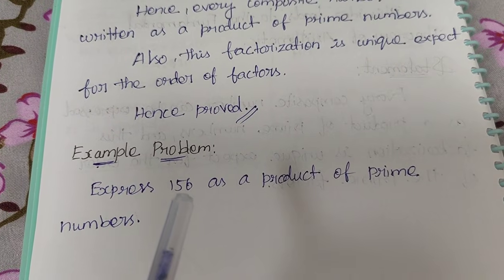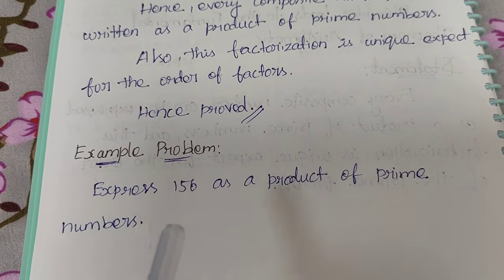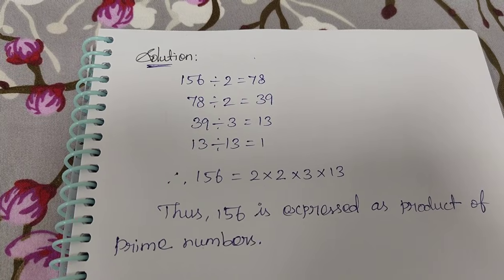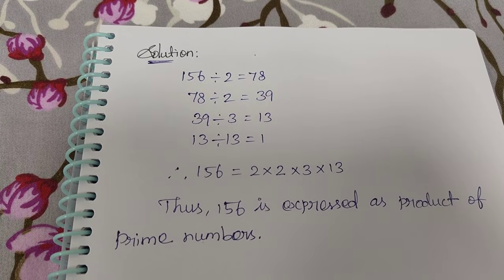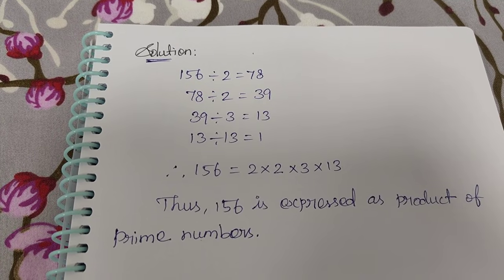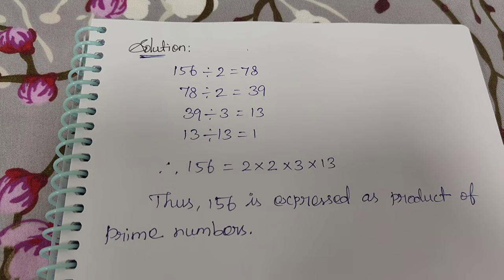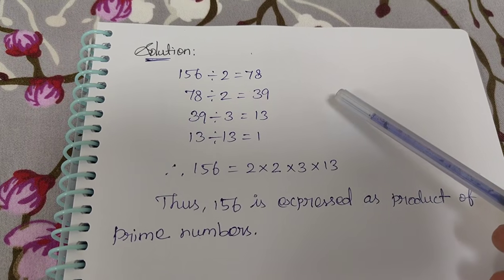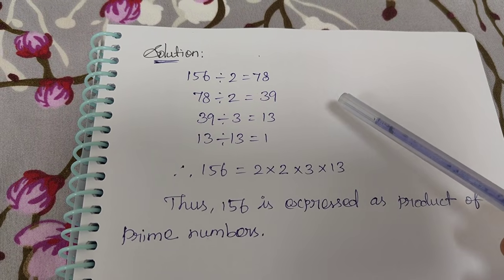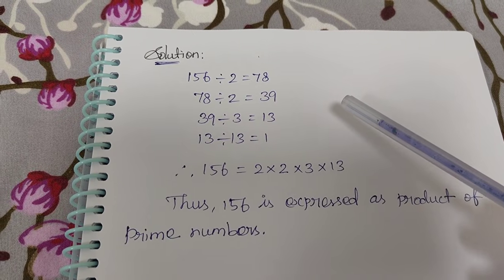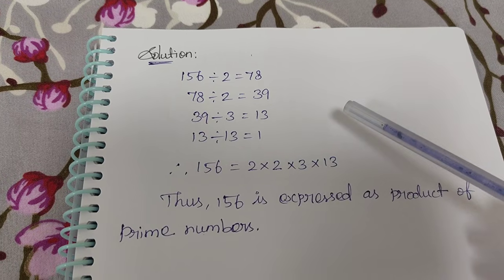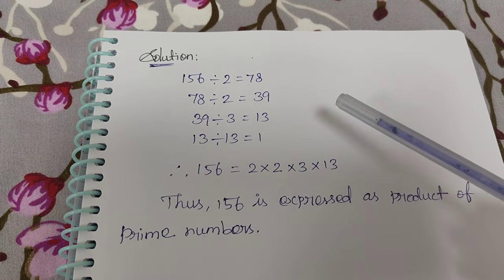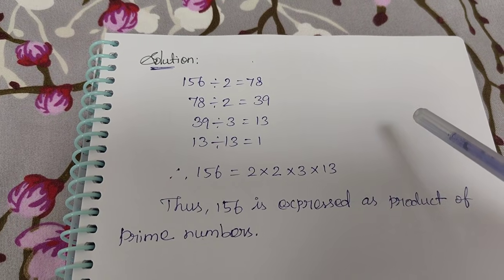Express 156 as a product of prime numbers. See the solution. First, we divide step by step. 156 divided by 2 gives 78. Again divided by 2, we get 39. Then divided by 3, we get 13. And 13 is already a prime number.